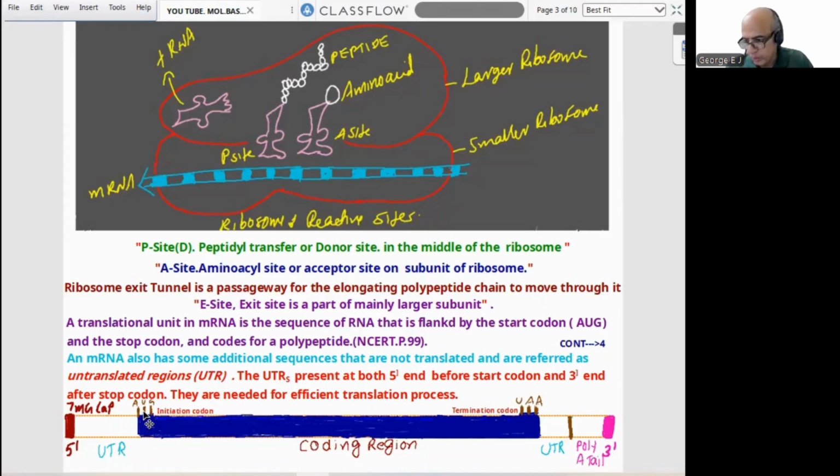Before the start codon AUG, and at the 3' end after the stop codon. This is the stop codon, here. And they are needed for an efficient translation process in the coding region in between. So this will be the range, just like the transfer RNA we studied. I think the idea is clear to all of you. So we can proceed to the next page.